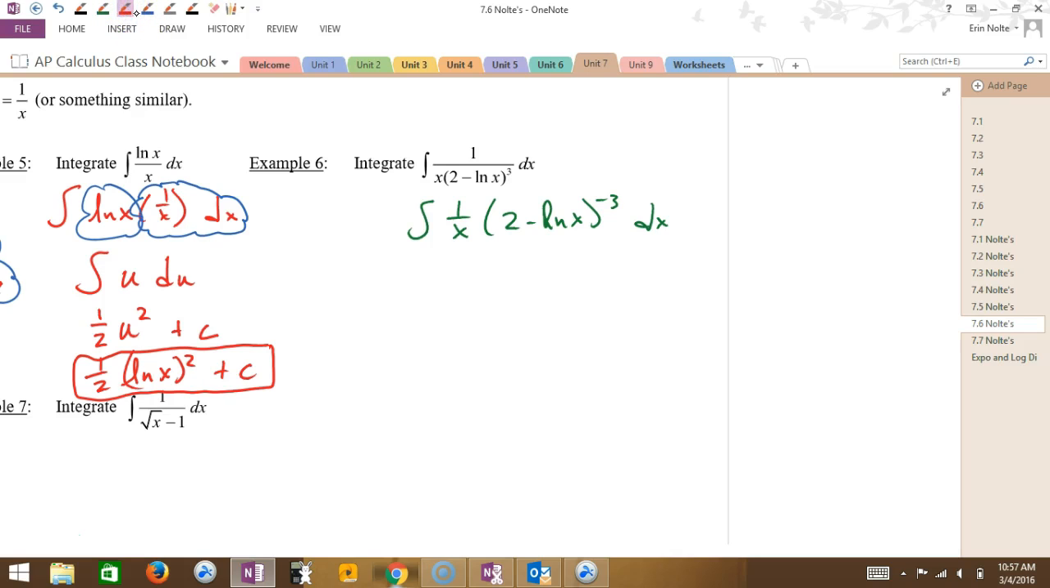Okay, the u is usually the piece that's in parentheses. That's usually very easy to identify. On number 5 it was hard because we only had 2 terms. Okay, so 2 minus the natural log of x. Okay, we're going to do a derivative.